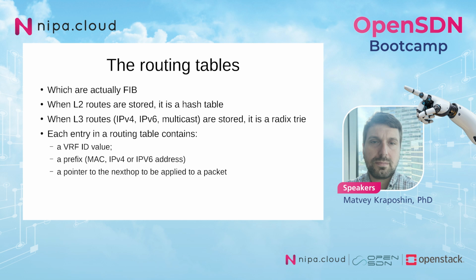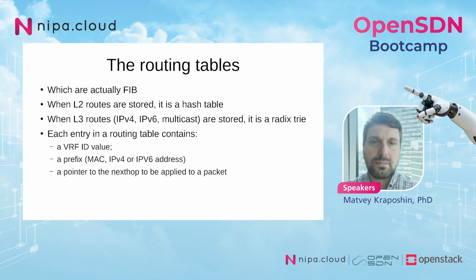And finally, routing tables. This is strange because the authors of OpenSDN use forwarding information base, but they call them routing tables. So probably it somehow goes from previous versions of documentation. I would call them forwarding tables, actually. Forwarding tables store routes for L2 and for L3 prefixes, and they use hash tables and radix tree.